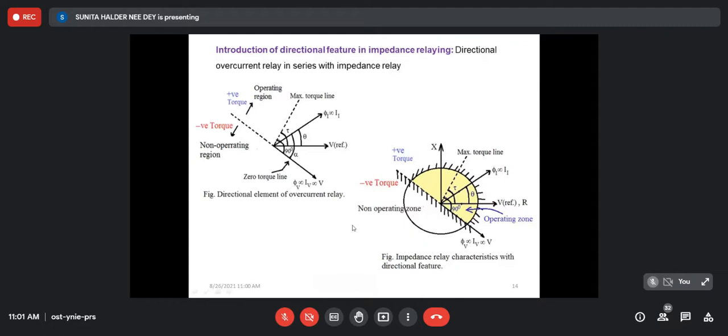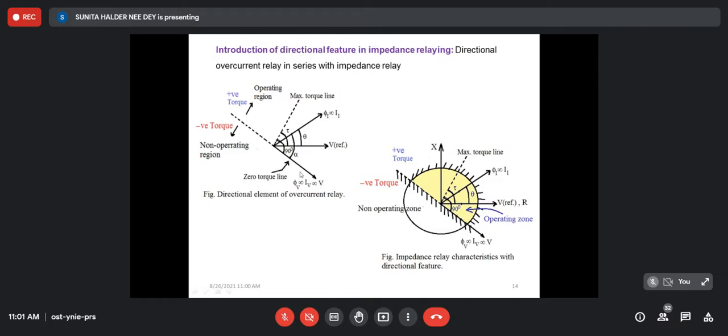So how can we introduce the directional feature in impedance relaying? For the directional overcurrent relay, we provide current along with some voltage as the other energizing coil in the other circuit. In that case, due to interaction of these two, the operating zone is only for the positive torque, not for the negative torque. In that way, we provide the directional feature in the directional overcurrent relay.